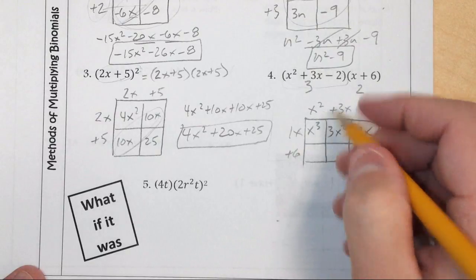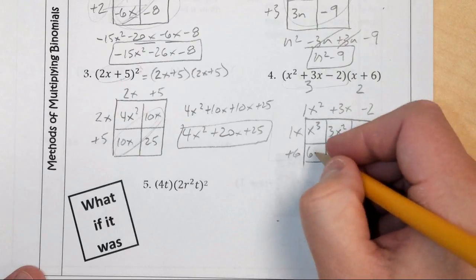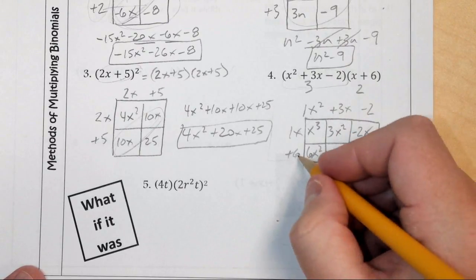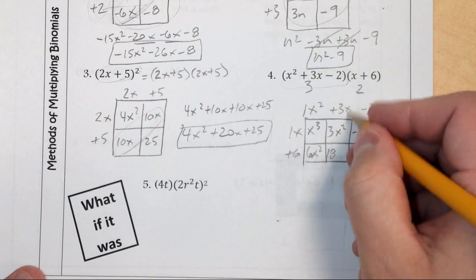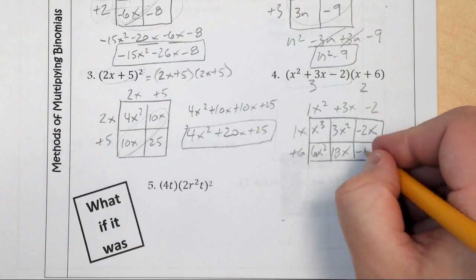And then 6 times x squared. Again, there's a 1 here, so 6 times 1 is 6. There's a total of 2 x's here. And then 6 times 3 is 18. There's a total of only 1 x between these two terms, so I'm going to put 1x here. 6 times negative 2 is negative 12.